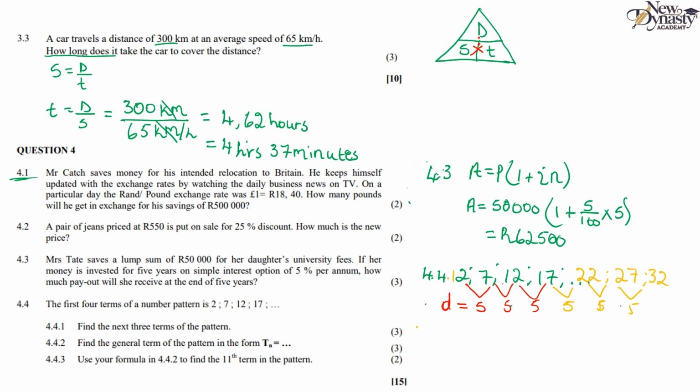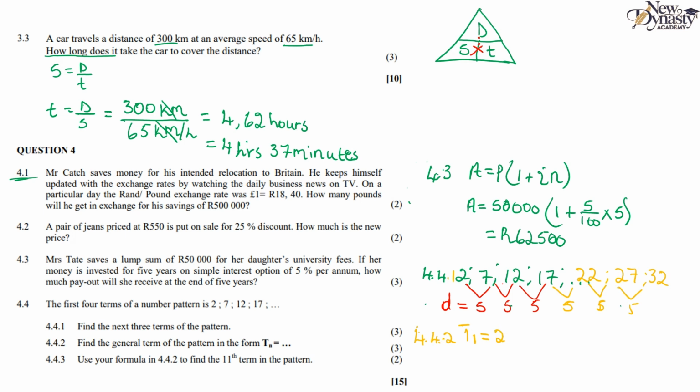Then going to the next question, 4.4.2. It says find the general term of the pattern in the form Tn. Now this difference is the one that is going to help us to find the general term. So remember, your first term we call it T1. So in this case our T1 is 2. Your first term T1 is equals to 2.